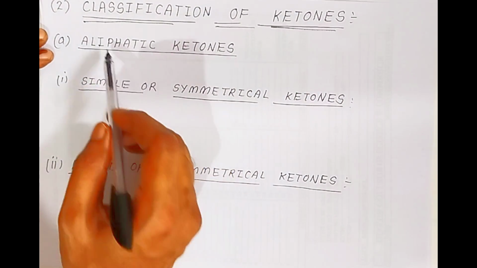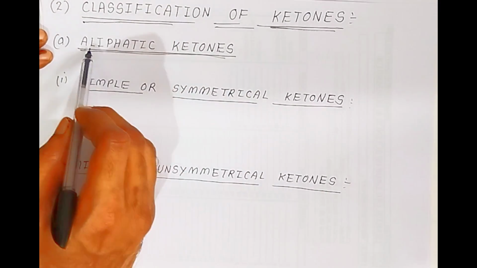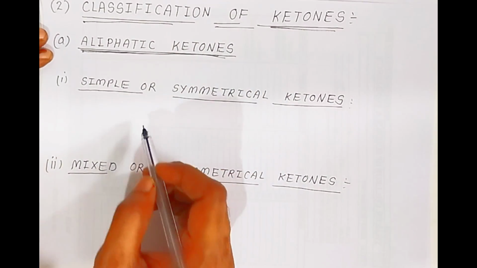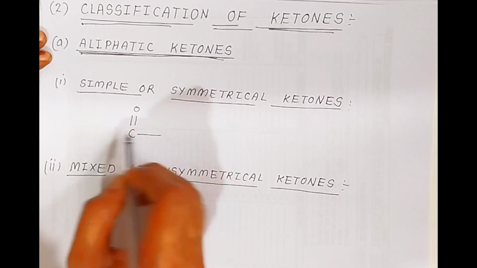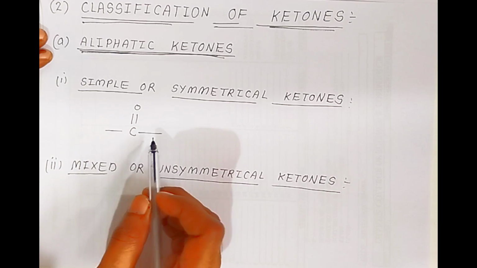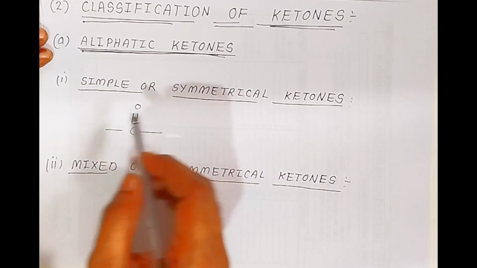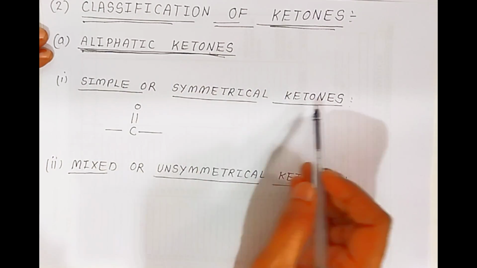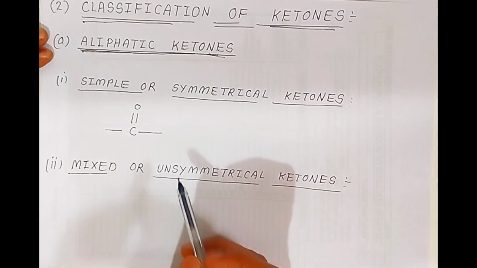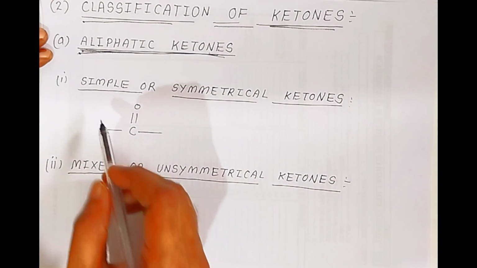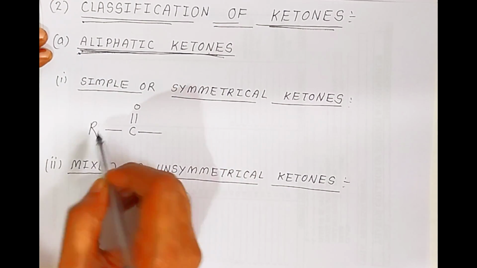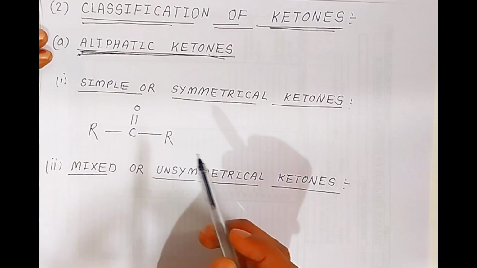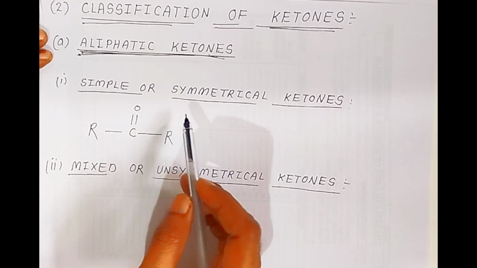Classification of ketones. Now there are two types of ketones, students: aliphatic ketones and aromatic ketones. First we will see the aliphatic ketones. In aliphatic ketones, the ketone group is present in between the molecule. If these two valencies have similar groups, they are classified as simple or symmetrical aliphatic ketones, or mixed and unsymmetrical aliphatic ketones. Because we are talking only about aliphatic, we talk about the alkyl group. If you have alkyl groups on both sides, this is called a symmetrical aliphatic ketone.